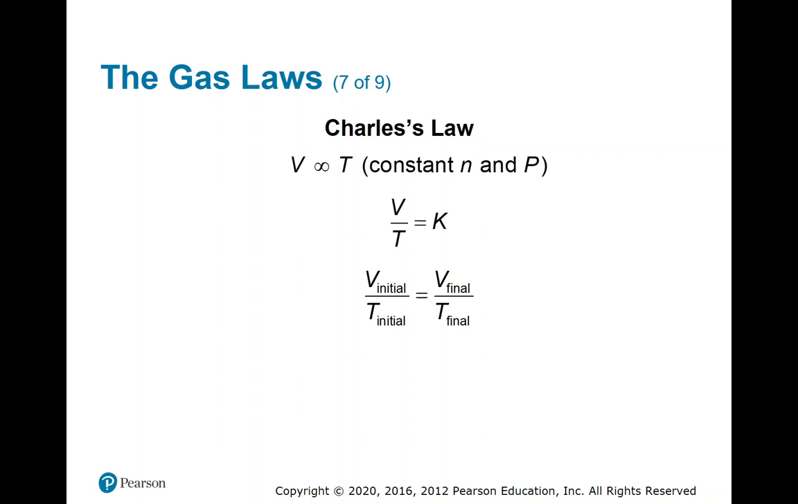Because of the direct relationship between volume and temperature, assuming constant moles of gas and pressure, volume divided by temperature will remain constant as long as n and P do. So that means that if we have some initial volume and temperature, if we take the initial volume and divide by the initial temperature, that is going to be equal to the final volume divided by the final temperature. So if you know any 3 of those, you can solve for the 4th.